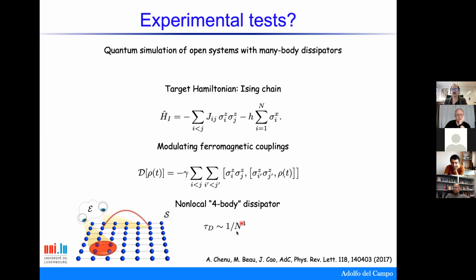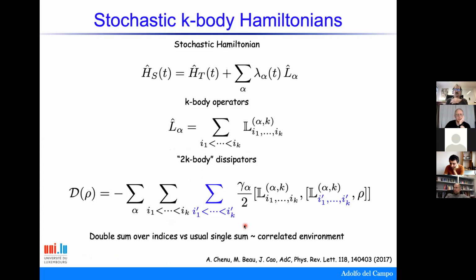So this we did for the Ising model, where you have just one-body and two-body operators. This is as much fun as you can have. Let me consider now a stochastic Hamiltonian, which has some deterministic part and some Lindblad operators that, for fun, I'm going to assume are not just one-body or two-body, but can be arbitrarily K-body operators. This is something reasonable in the context of quantum simulators.